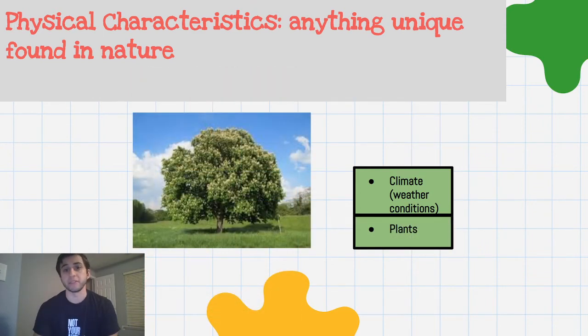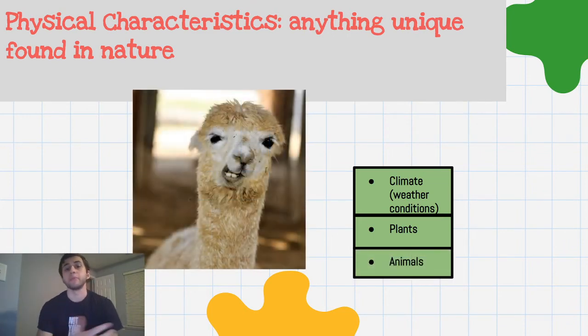Next, we have plants. Plants make a place unique. In some places there's trees, in some places there's really tall trees, and some places there's cactus. Another example are animals. Does your place have run-of-the-mill kind of birds, squirrels, deer? Or does it have crazy animals like elephants, cheetahs, giraffes?